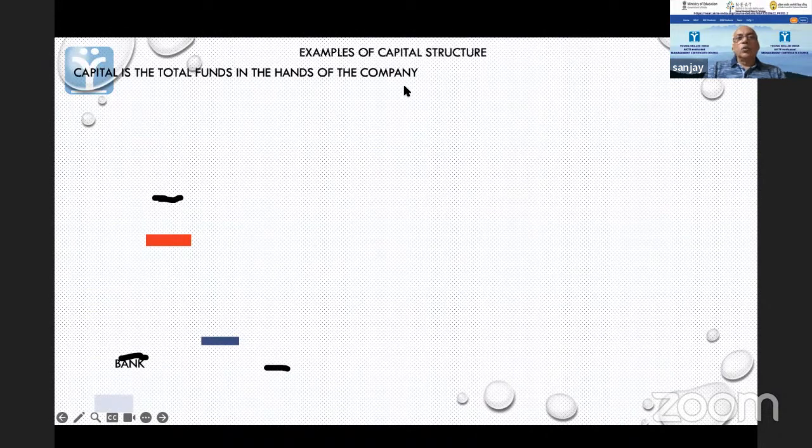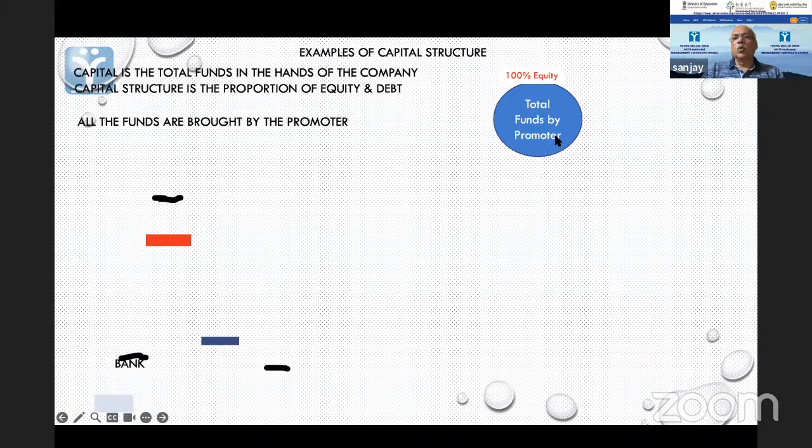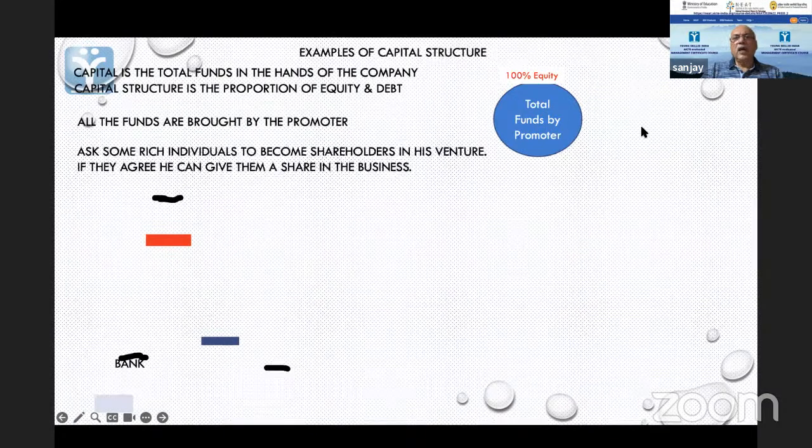So capital is the total funds in the hands of the company, the point which you made earlier. Capital structure is the proportion of equity and debt, what proportion it is in. Now, let's start with the simplest form of capital structure. All the funds are brought by the promoter. Whoever started the company, he contributes all the funds. So total funds by the promoter. Structure, what is the structure? 100% equity.